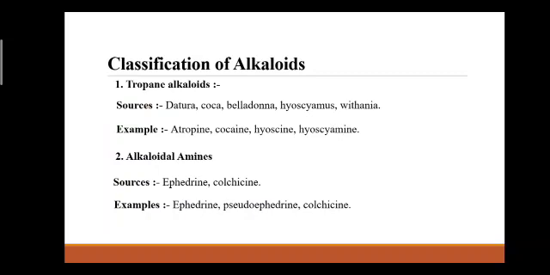Next point, classification of alkaloids. First class, tropane alkaloids. Sources of tropane alkaloids: Datura, Coca, Belladonna, Hyoscyamus. Examples: atropine, cocaine, hyoscine, hyoscyamine. Second class, alkaloidal amines. Sources: Ephedra, colchicum. For examples, ephedrine, pseudoephedrine, colchicine.